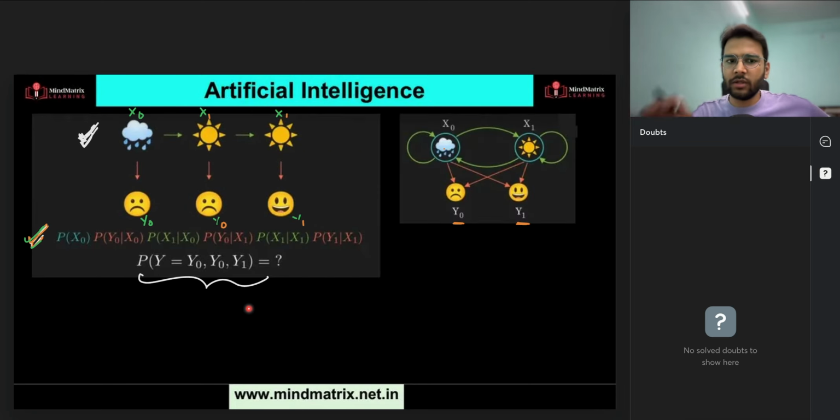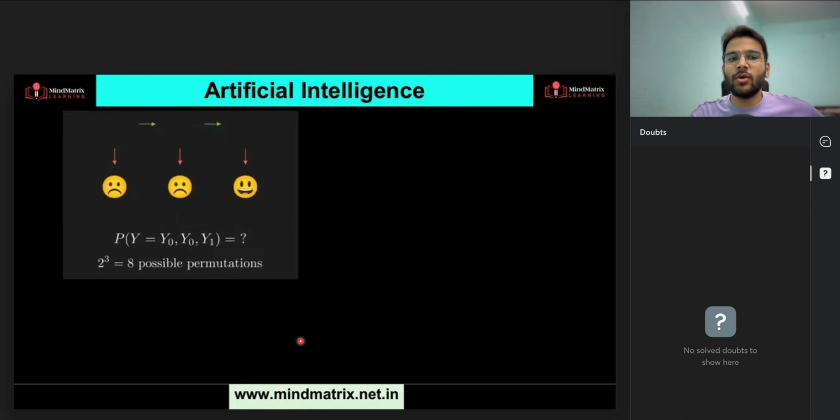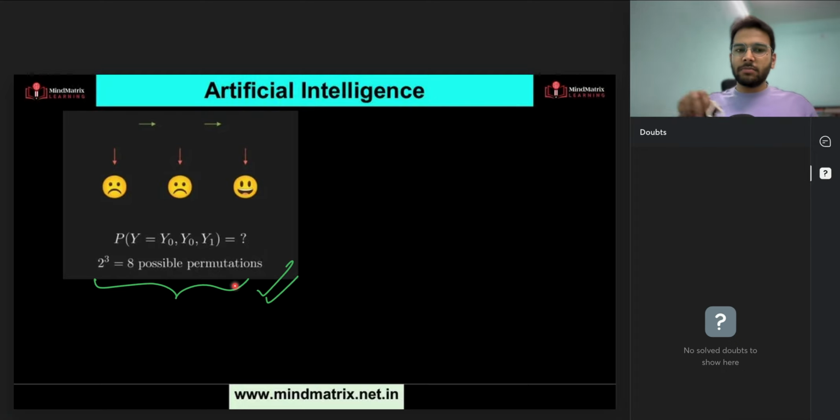Fine. So this we have seen for one weather sequence. If this is my weather sequence, then what is the probability of these moods, or these observed states? Correct? But how many such weather sequences are possible? The answer is simple: you have three places and just two states possible, either it is raining or it is sunny. So 2 into 2 into 2, that means 8 possible permutations are there. Is this clear to all of you? 8 possible permutations are there.